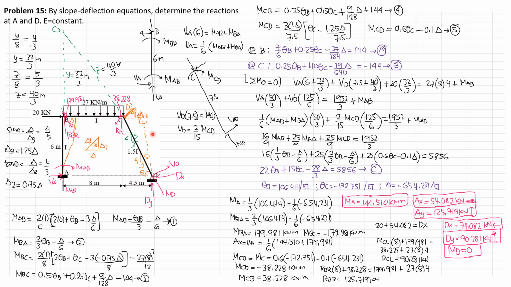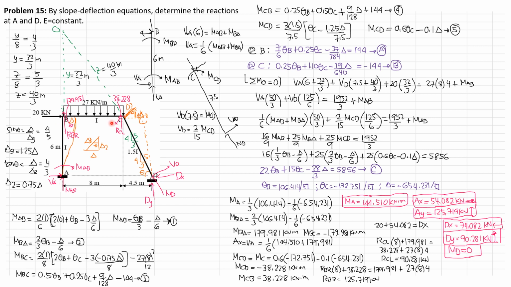Finally, MCD, because the far end is pinned, 0 moment, so 3 times EI 1.5 over L. So the length is square root of 4.5 square plus 6 square, 7.5. Then quantity theta near, theta C, minus delta 3 over L. So delta 3 is 1.25 of delta. The rotation is clockwise, so positive. So minus 1.25 delta over length 7.5, and there's no load, so no moment. Simplifying, MCD equals 0.6 of theta C minus 0.1 of delta. Call that equation 5.